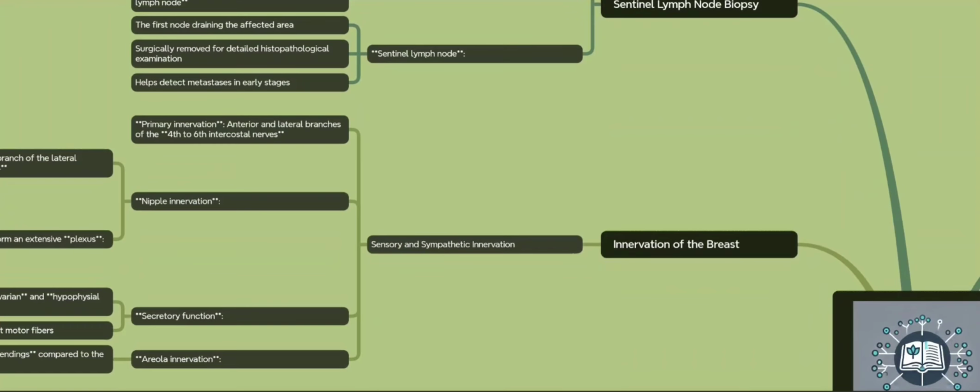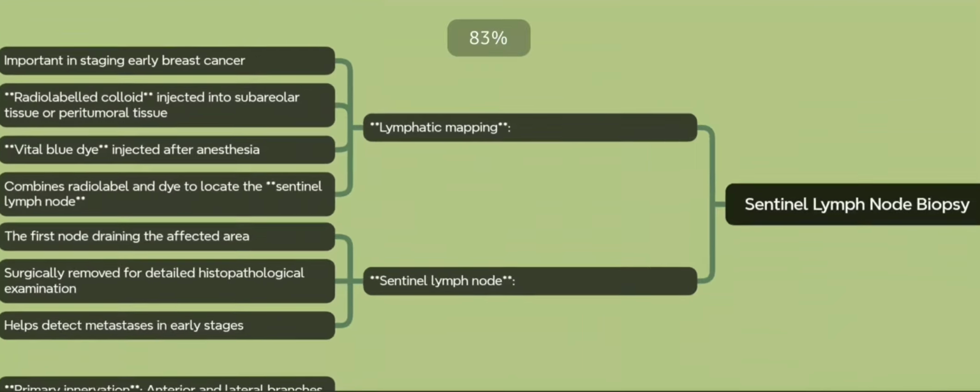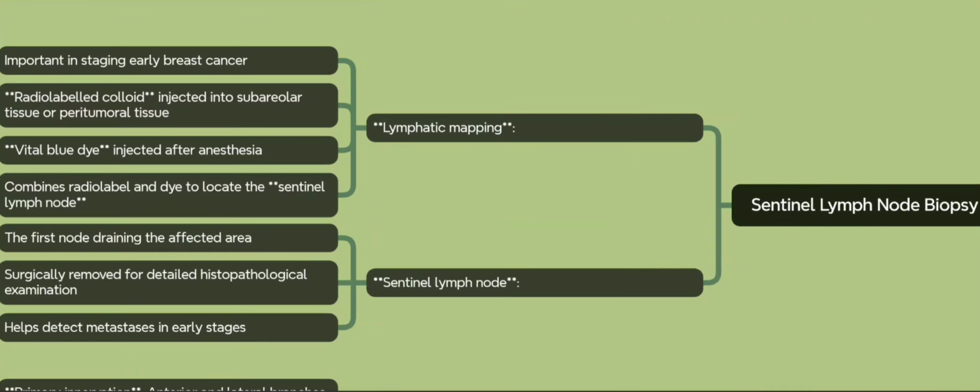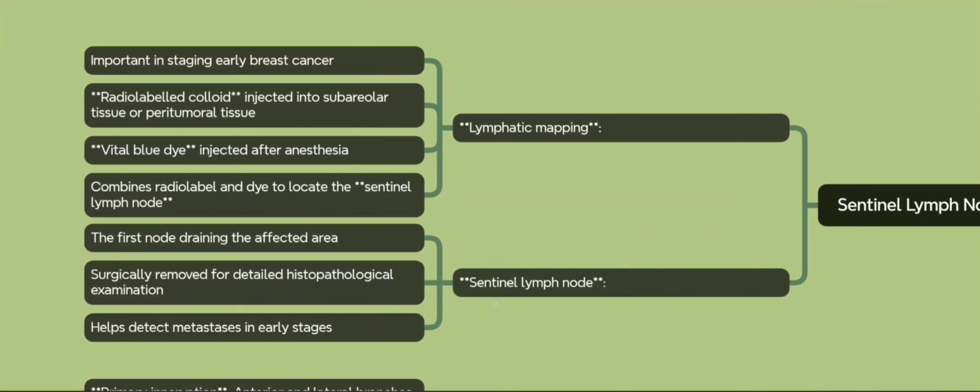The next part is the sentinel node biopsy. What is the sentinel node? It's the first node draining the affected area. It's surgically removed for detailed histopathological examination. Why? The sentinel lymph node, which drains first, helps to detect metastasis in early stages.